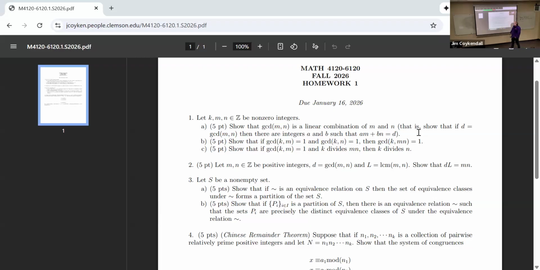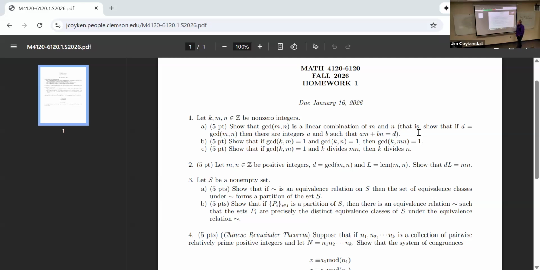This is one that some of you may have seen, or at least around the campfire, folklore or something. Let M and N be positive integers. Let D be the greatest common divisor of M and N, and L the least common multiple. Show that M times N is the greatest common divisor of M and N times the least common multiple of M and N. This is also very important.